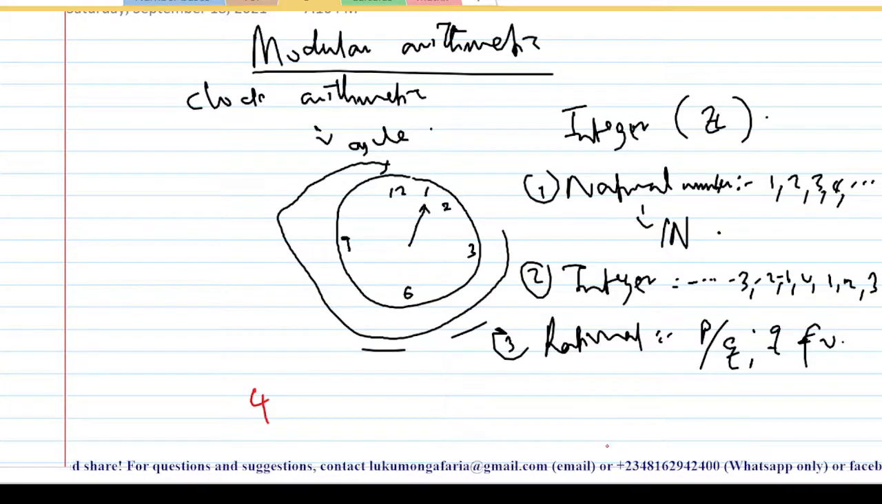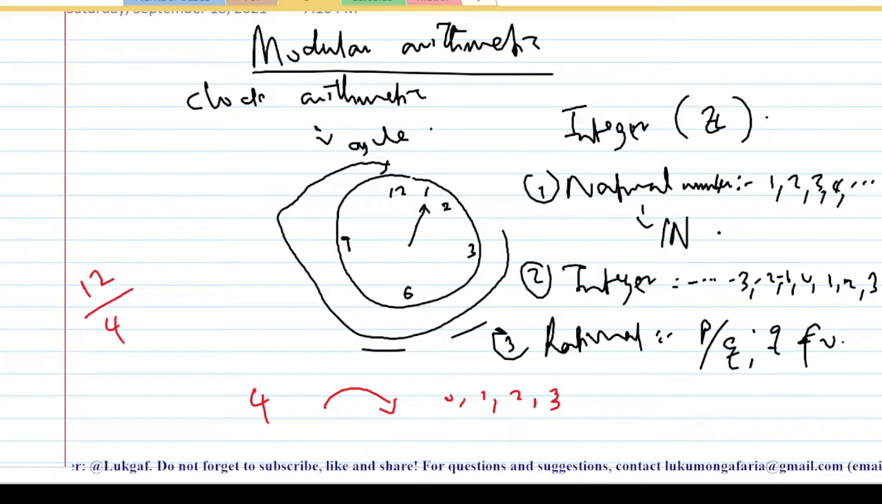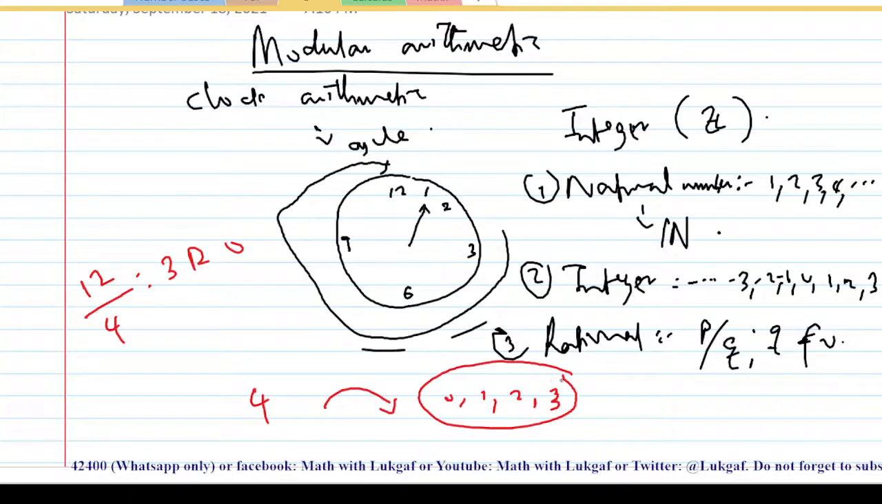If you divide any integer by 4, just think of it, you will notice that the possible remainders you can have are 0, 1, 2, and 3. Can you have 4 as a remainder? That is not possible. For example, if you take 12 and divide it by 4, you are going to have 3 remainder 0. So just take any integer and divide it by 4; the possible remainders are 0, 1, 2, and 3.